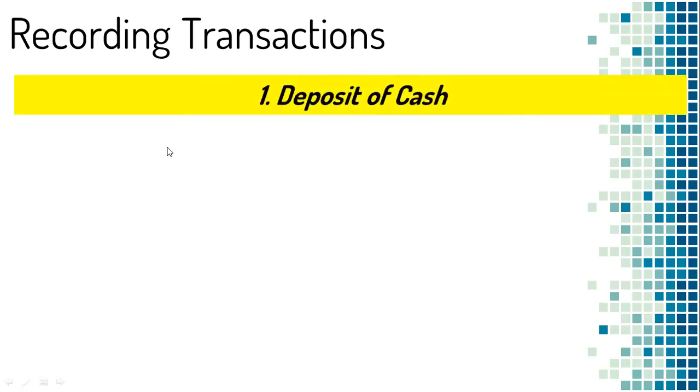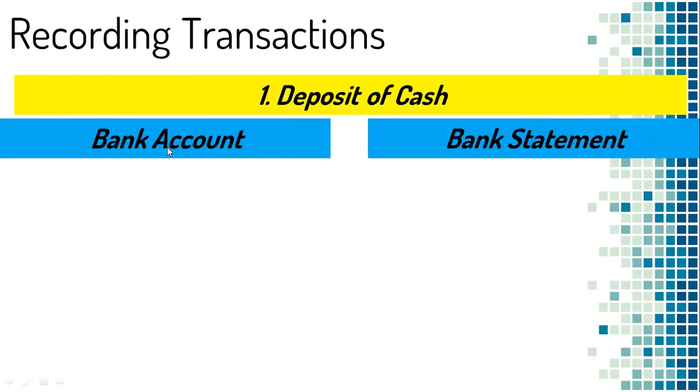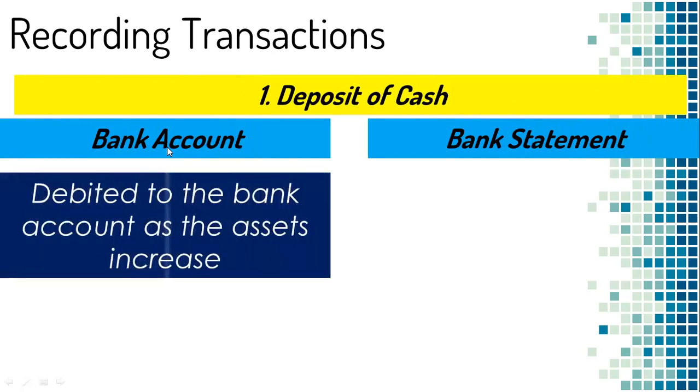Right. I told you, it can take place in different types of transactions. Now, the first transaction, deposit of cash. The business records the deposit of cash in the bank account. Look at this. It is debited to the bank account as the assets increase.